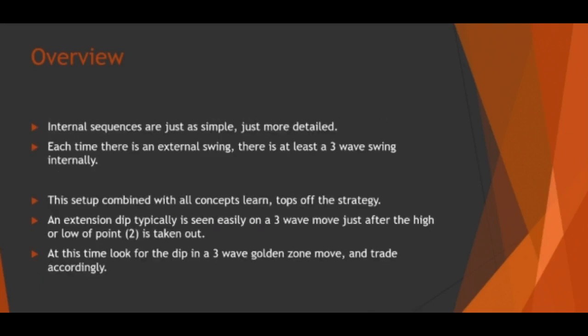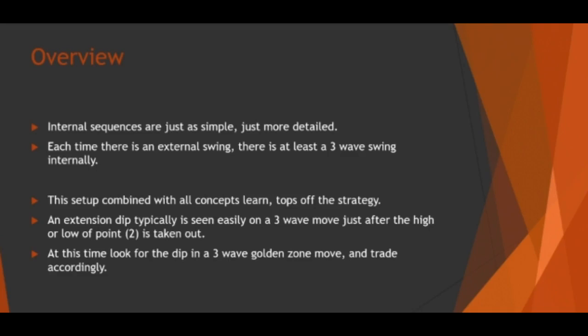All right? Internal sequences, once again, are simple. They're just more detailed. You're going to measure them the same way, you're going to identify them the same way, and everything will be the same. And so there's always at least a 3-wave swing internally inside of every single external.